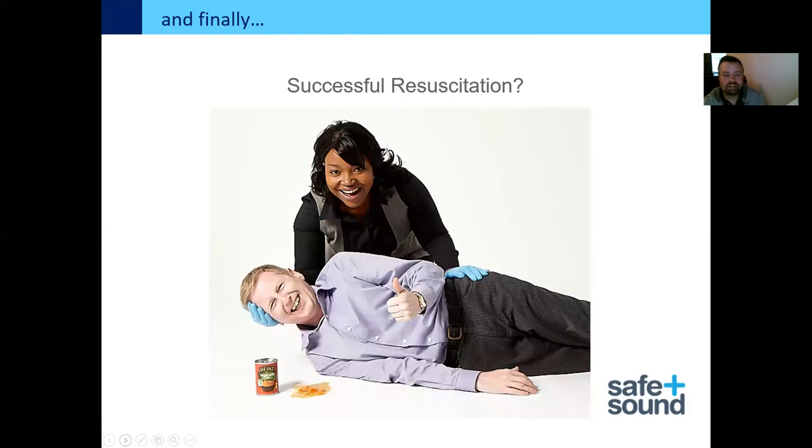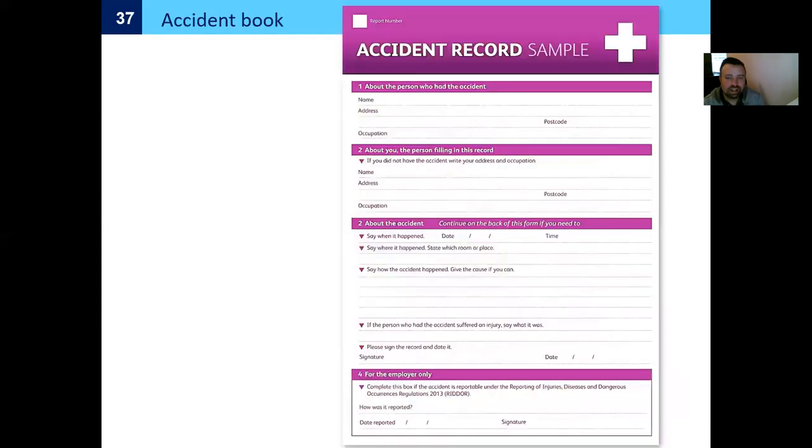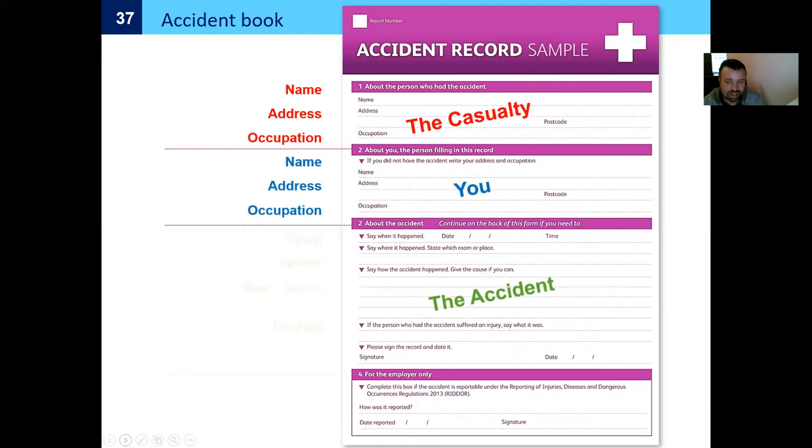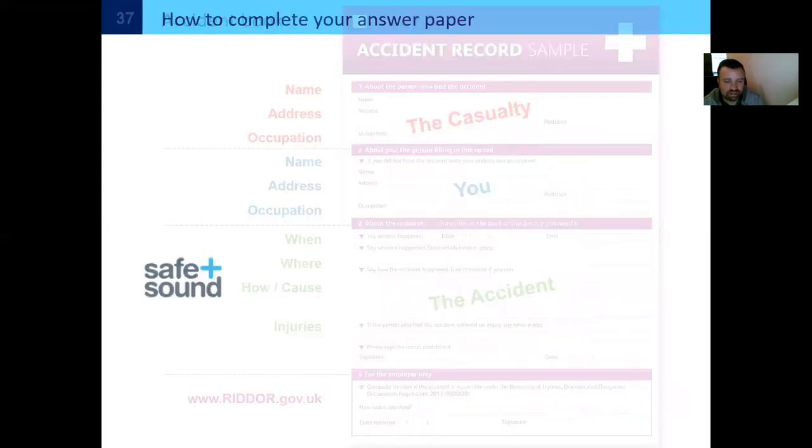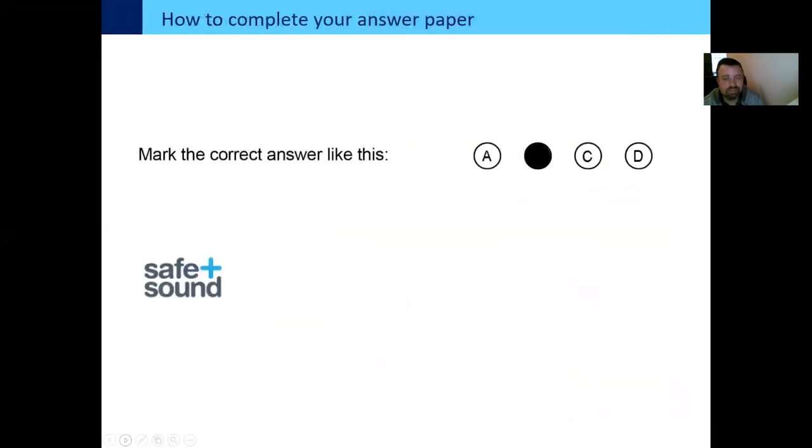Hopefully successful resuscitation is where we need to be. Once we've done that, we're going to fill out our incident and accident reports, be that either the tear off pads for GDPR or our online systems. We'll do names and addresses. We're going to fill in about ourselves. We look at the incident accidents and if we're going to report to RIDDOR.